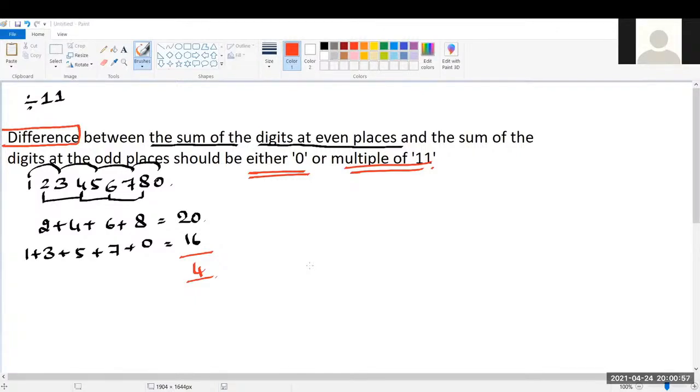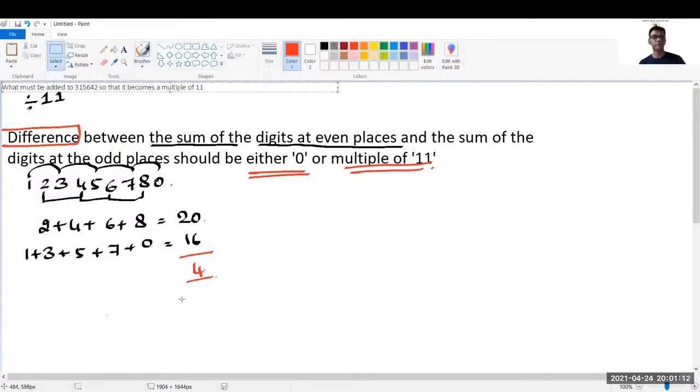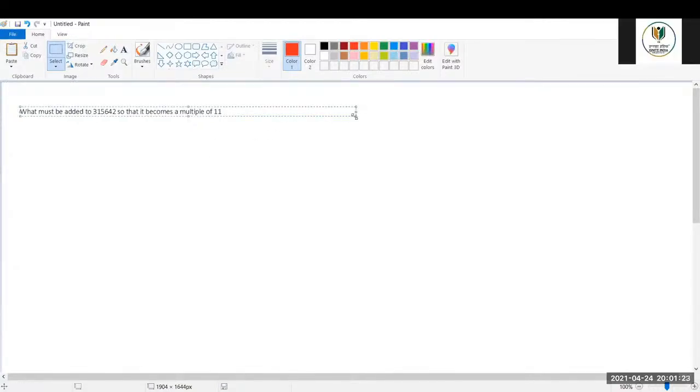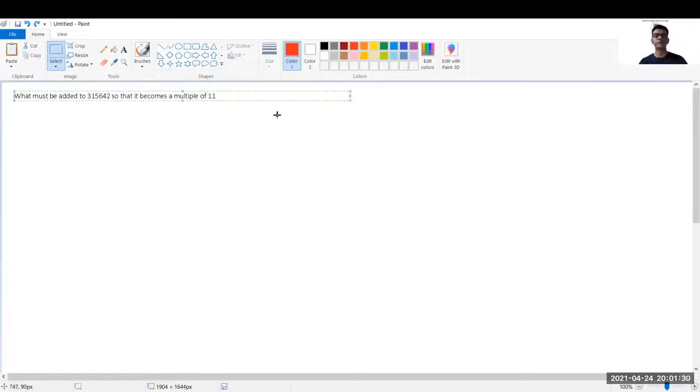Yes, yes, sir. Okay. So now what kind of questions can come here? The question that can come is this. Can you all see the question here? What must be added to 315642 so that it becomes a multiple of 11? So that's a question. What should be added to 315642 so that it becomes a multiple of 11?